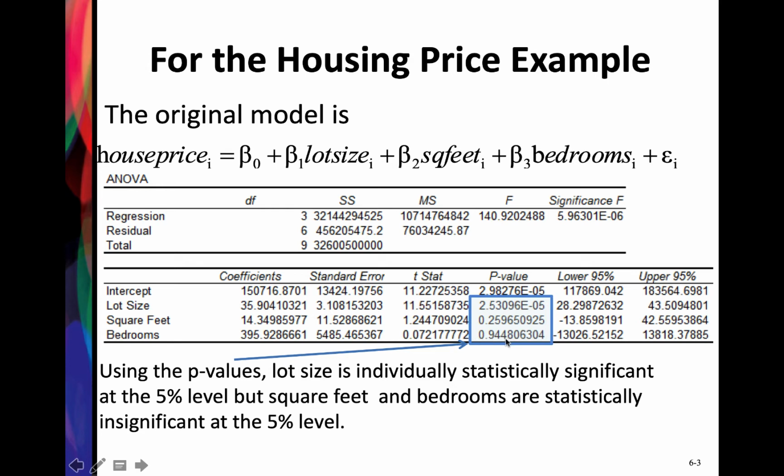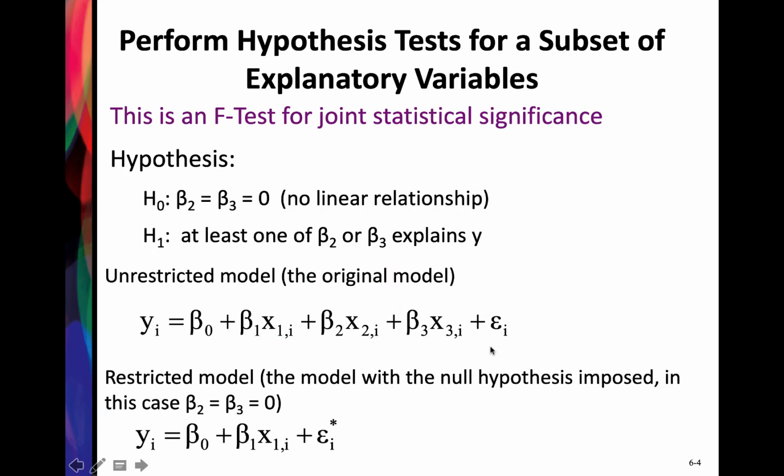So let's review. Lot size is individually statistically significant. Square footage and bedrooms are statistically insignificant. So even though they're individually statistically insignificant, they could be jointly statistically significant. So that's what we want to test.